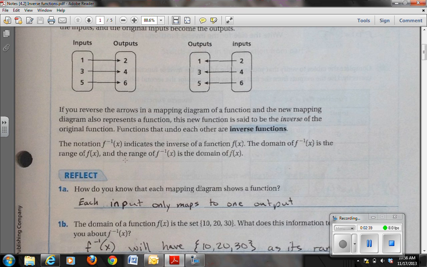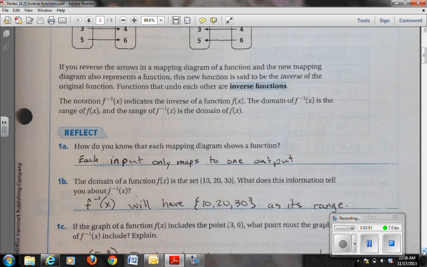It's a little confusing notation when you have an exponent that could mean literally an exponent, where a -1 would be a reciprocal, but that really isn't what we're talking about with inverse functions. It has nothing to do with reciprocals. It's just the notation that we use. So when you see a -1 exponent, we're going to think of that as the inverse of f. Okay, so let's move on to the reflect.